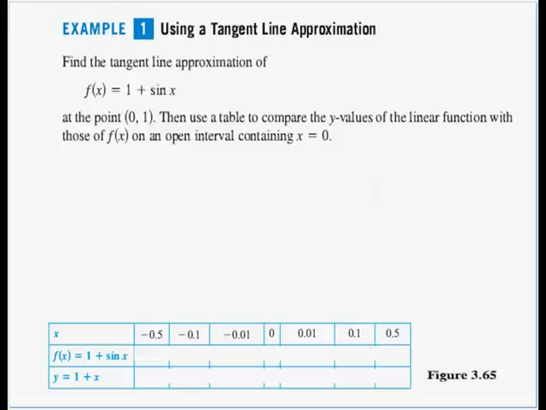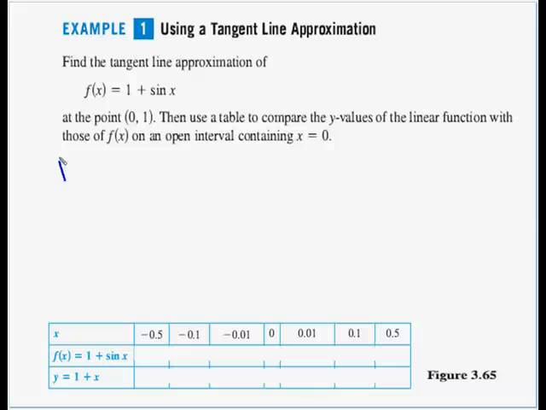And we'll check this out here in example 1. Find the tangent line approximation of the function f of x is 1 plus sine x at the point 0, 1. Then use a table to compare the y values of the linear function with those of the function f of x on an open interval containing that point x is 0. So the first thing we need here is to come up with the tangent line of this curve at the point 0, 1.